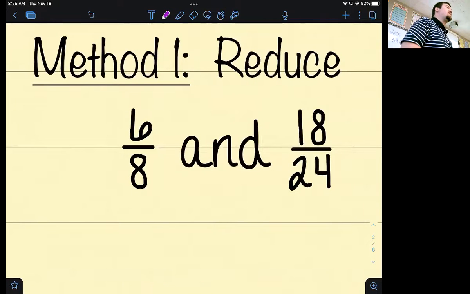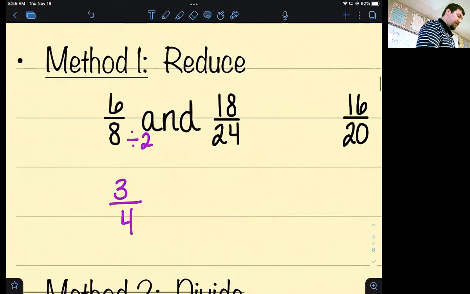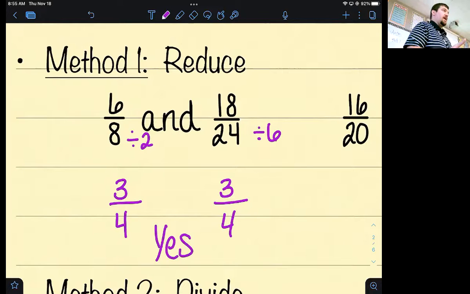What about 6/8? What's a number that goes into 6 that also goes into 8? 2. Okay, so divide by 2. Parker, what's 6 divided by 2? 3. And 8 divided by 2? 4. Okay, so I get 3/4. That fraction reduces to 3/4. What's the biggest number that goes into 18 that also goes into 24? 6. Nice job. So Ashlyn, what's 18 divided by 6? And 24 divided by 6? Do I get the same fraction? Yes. So then, yes, they are proportional. That's what I'm doing. I'm just seeing if they equal the same thing, then putting yes or no.